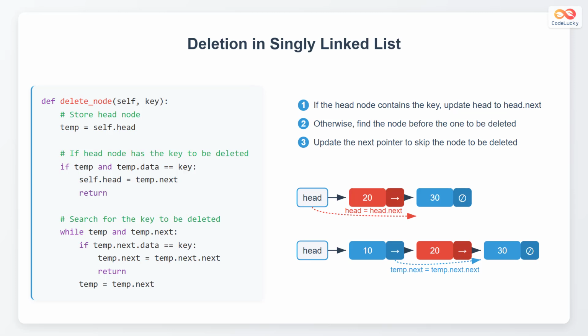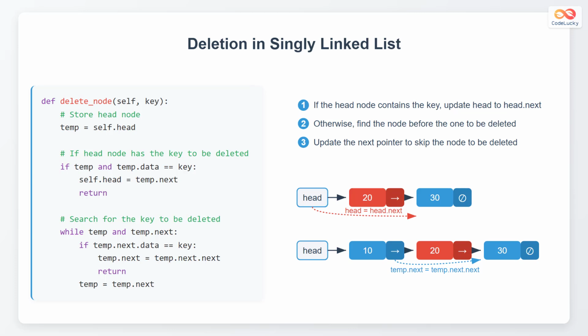Now let's learn about deletion in a singly linked list. Here's the code for the delete node function, which takes key as argument. First, we store the head node in a temporary variable. Second, if the head node has the key to be deleted, then we update the head to the next of head node and return. Otherwise, we search for the key to be deleted.